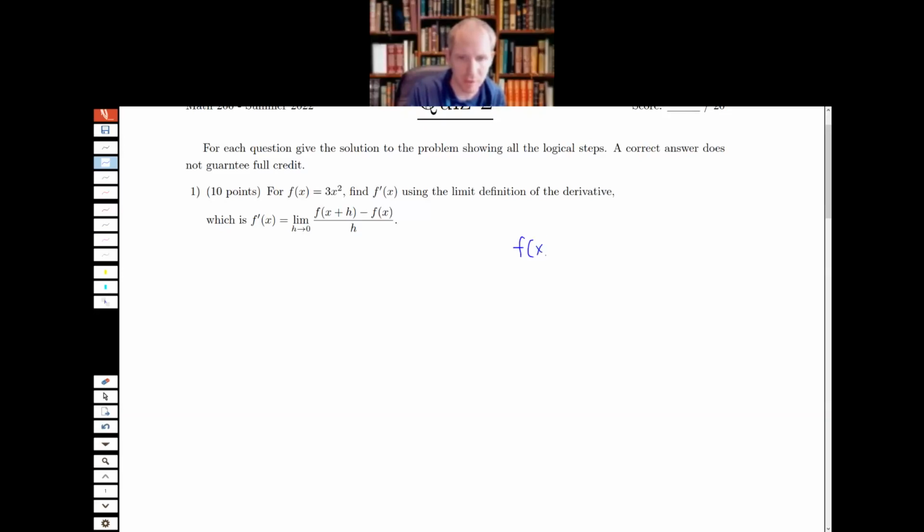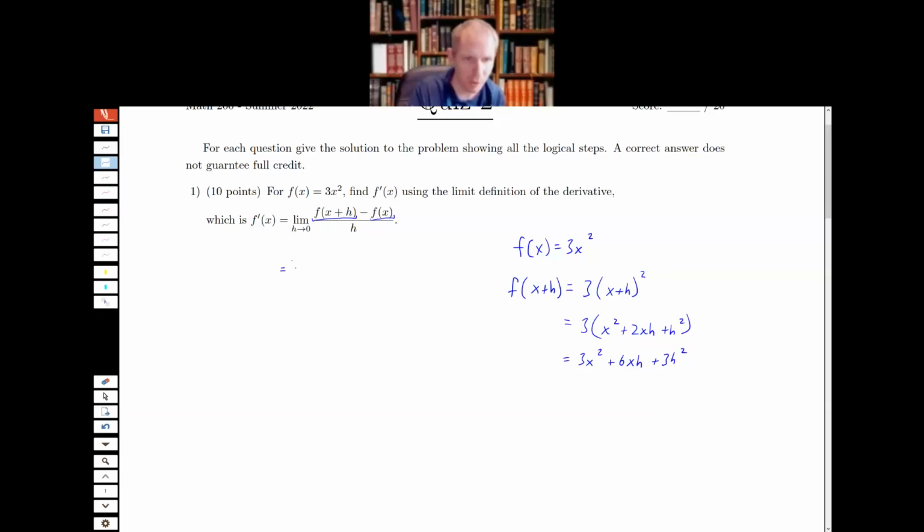if f of x is 3x squared, then f of x plus h is 3 times the quantity x plus h squared. And I'm going to go ahead and simplify this before I bring it back over here to this limit definition, right? So I have 3 times x squared plus 2xh plus h squared, and then I distribute the 3 to get 3x squared plus 6xh plus 3h squared. Okay, so that's what we're going to plug in for this f of x plus h. We have 3x squared that we plug in for f of x.